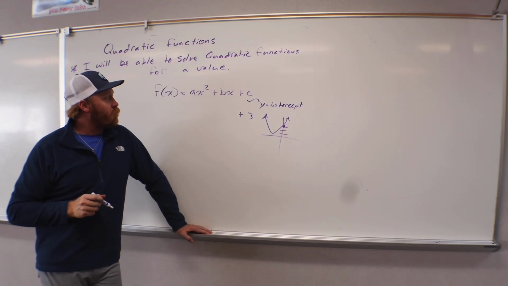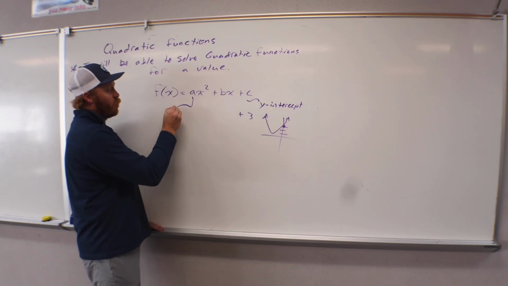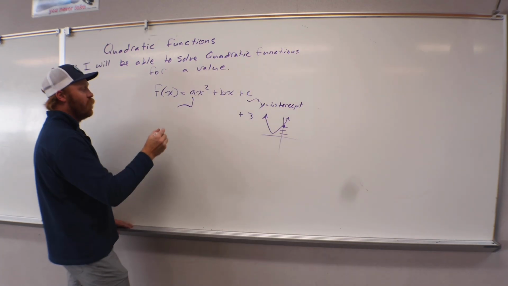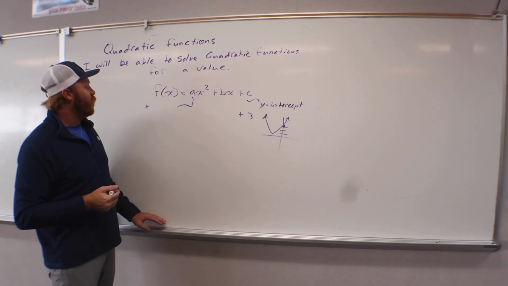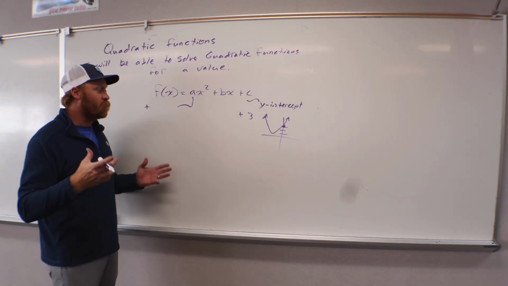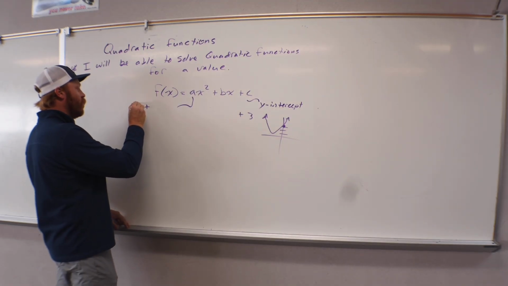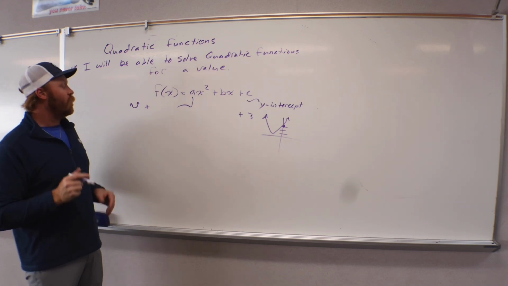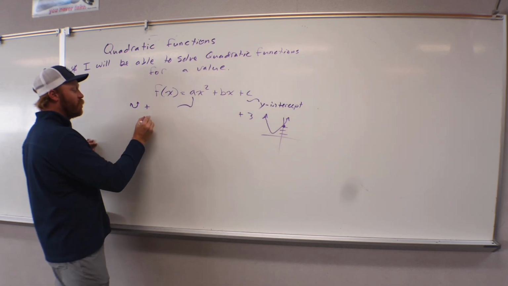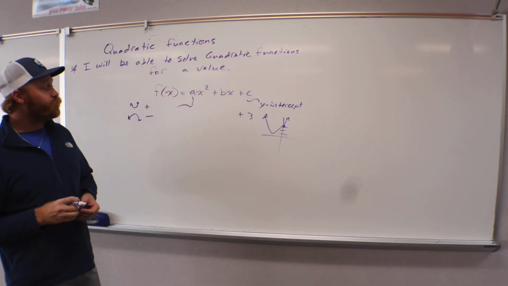Something else to understand about these is what this a does. If it is positive, well, I tell my students, if you're a positive person, do you smile or do you frown? You smile. And so our quadratic will open up if that is positive, and if it's negative, if you're a negative person, you're going to have that frown, and it's going to open down.